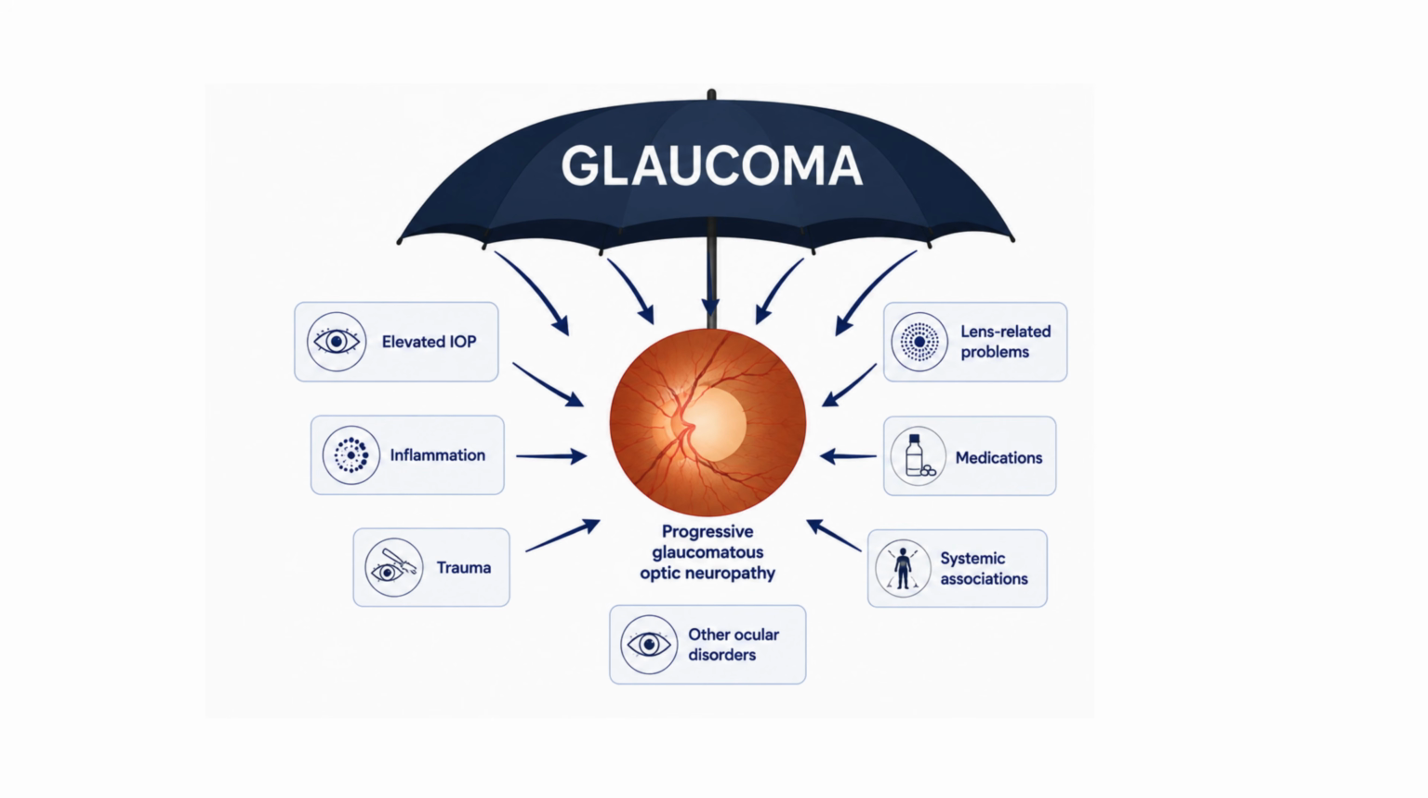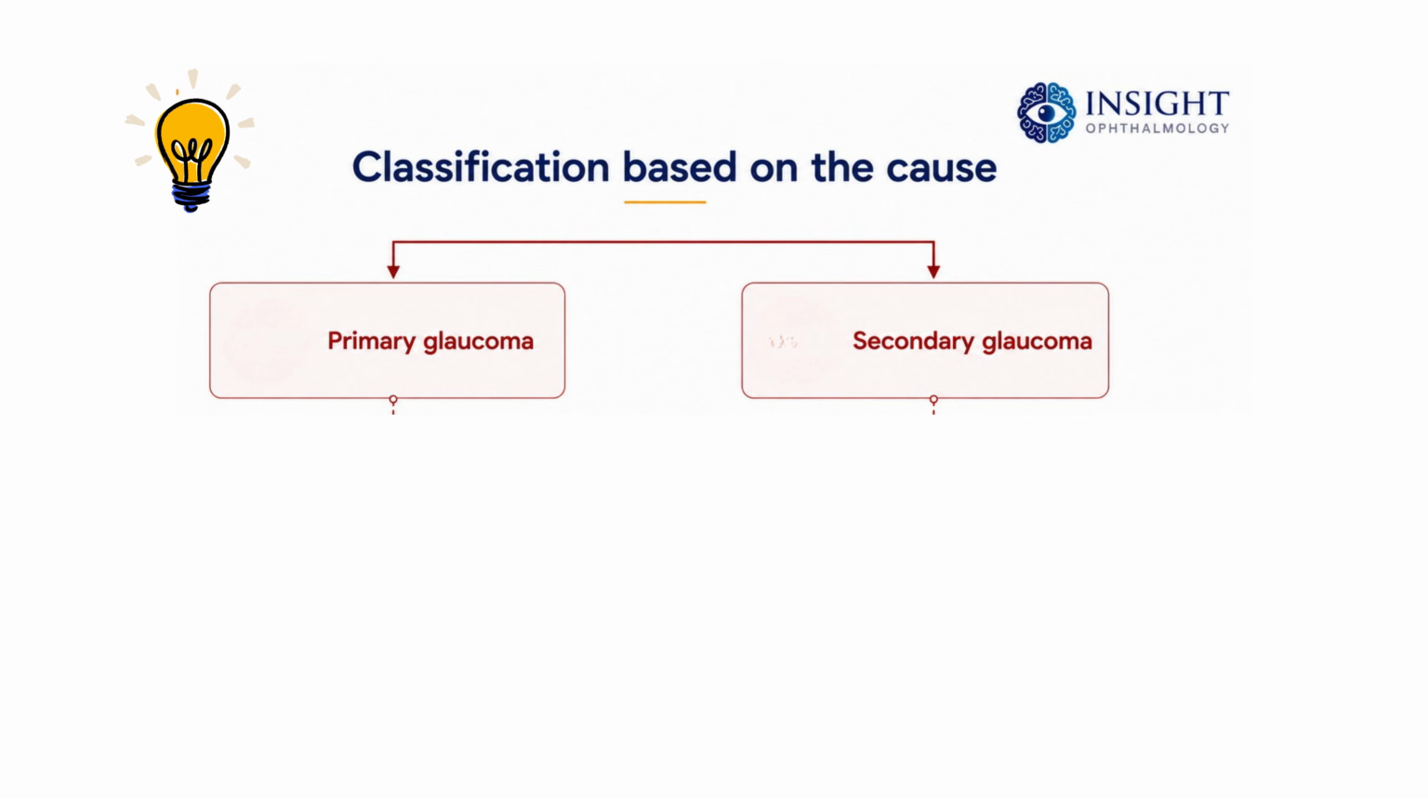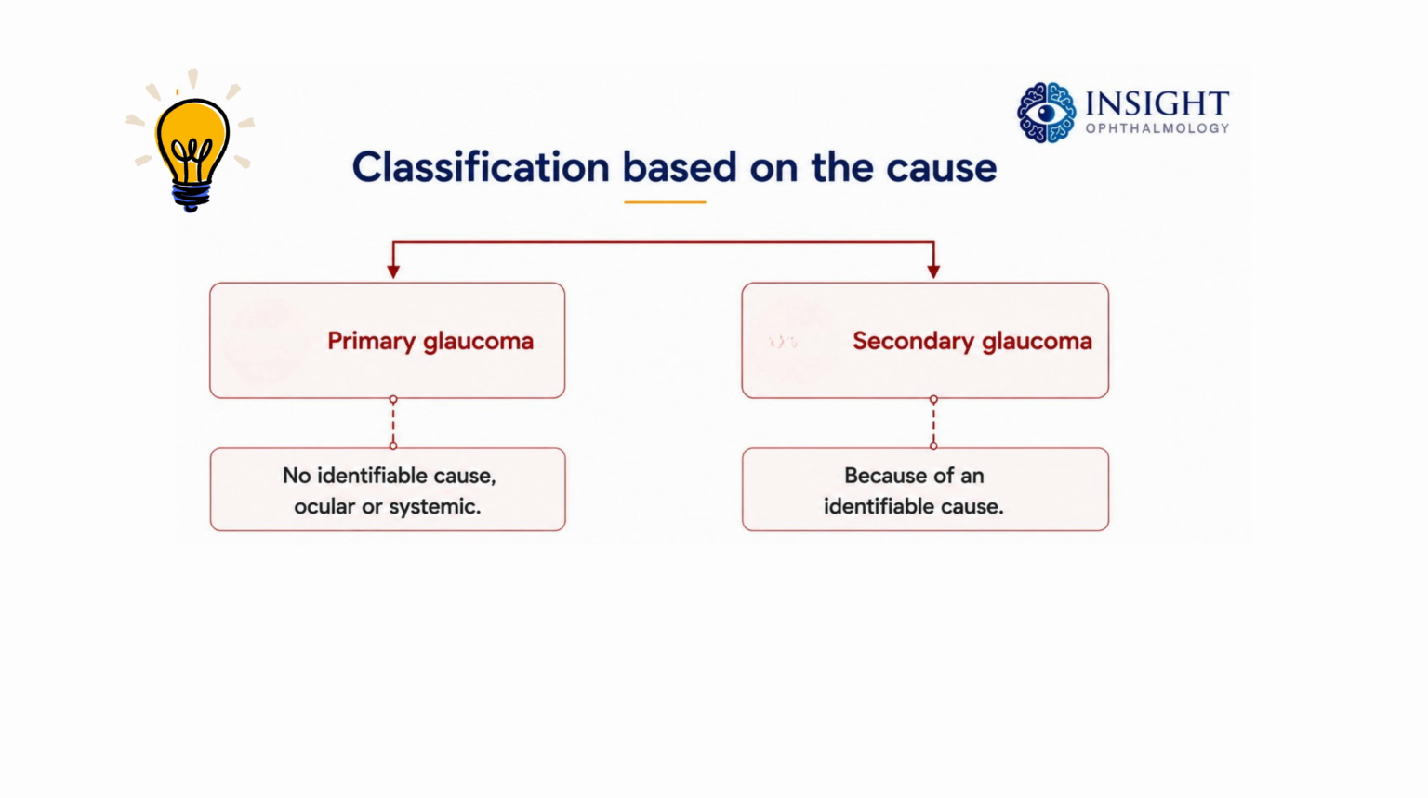Glaucoma is not one single disease. It is an umbrella term for different disorders that can ultimately produce progressive glaucomatous optic neuropathy. For beginners, there are two important ways to classify glaucoma. The first classification is based on whether there is an identifiable cause. When no other ocular or systemic condition clearly explains the glaucoma, we call it primary glaucoma. And when glaucoma occurs because of an identifiable associated pathology or process, we call it secondary glaucoma.